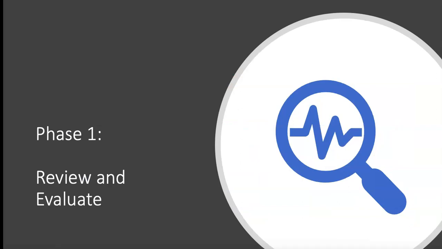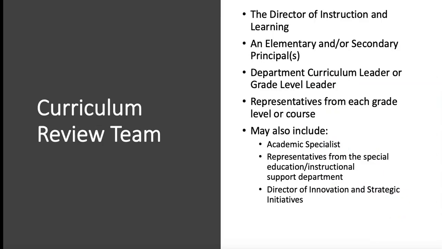I will now describe the activities conducted in each of the phases of the curriculum review process. The first phase involves reviewing and evaluating the existing curriculum and resources. Before beginning Phase 1, a curriculum review team is established. This team consists of the individuals listed here.